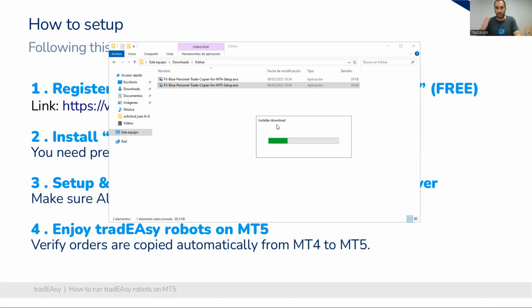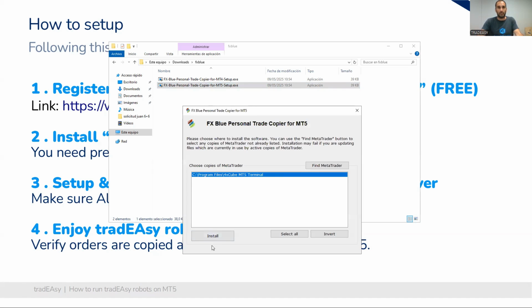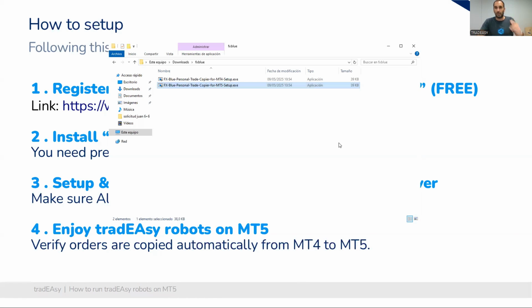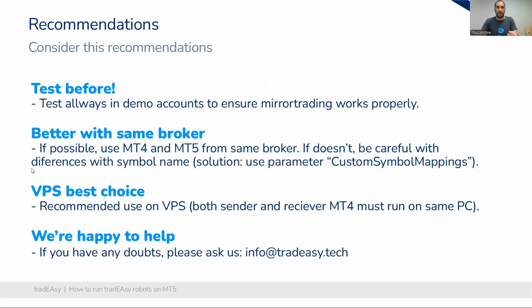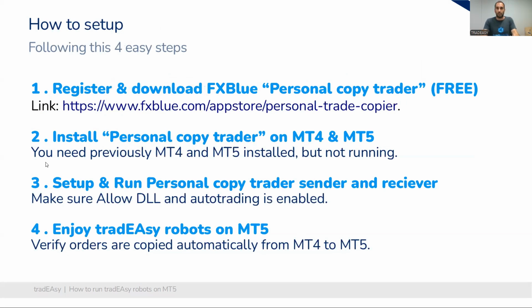And once it's done, it will ask us in which MetaTrader 5 installed on our system we want to install the personal copy trader. Okay, we would click install and this will complete the installation for us. Okay, and with that we would finish step number 2.